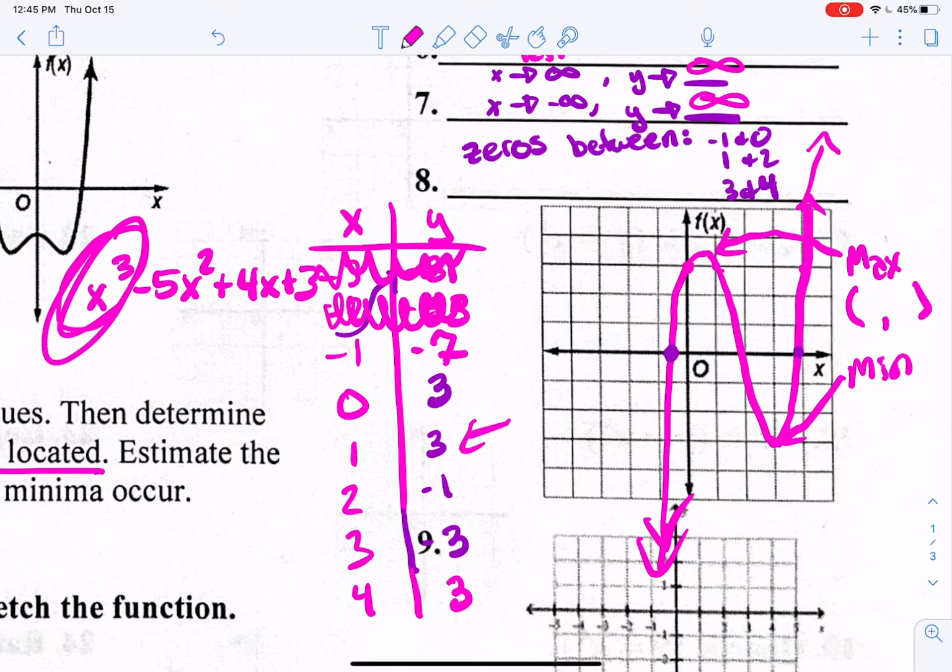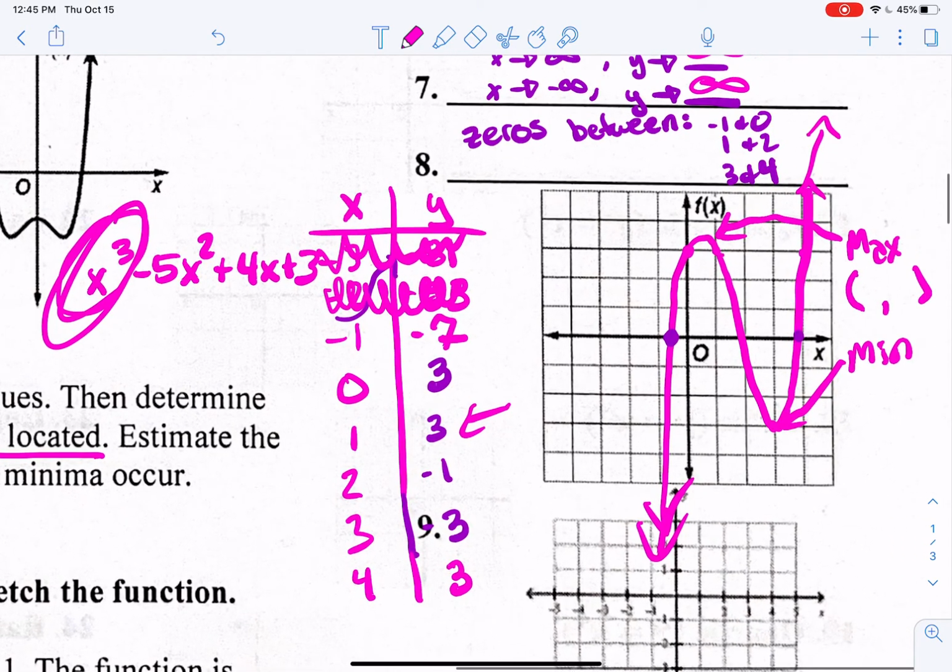We're just going to guess. That's why it says estimate. So I'm estimating that this coordinate right here at the top is maybe the point 1/2, 3.5. Okay, that's kind of where it's located. As long as you're close to that, that's probably okay. This minimum point I'm going to guess is at maybe like 3, -3. And again, as long as you're close to that, that's probably okay.